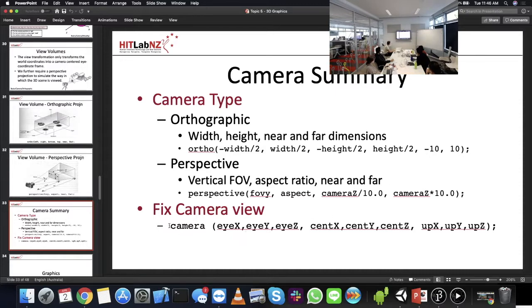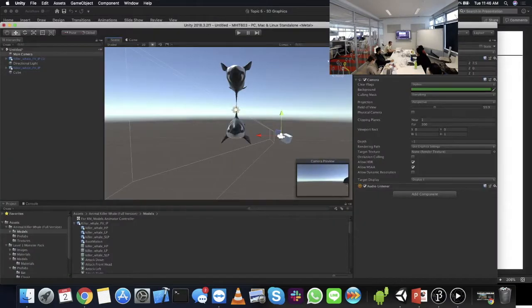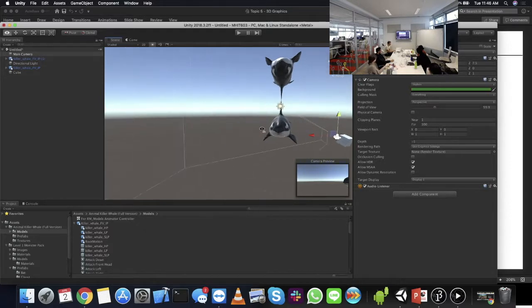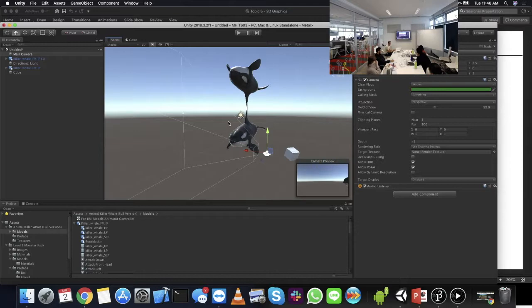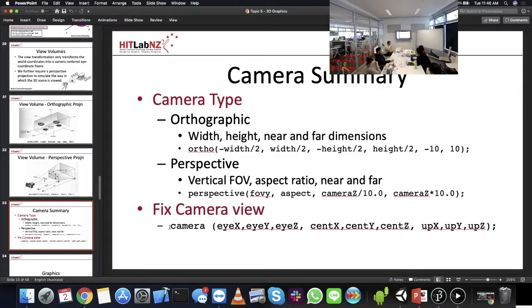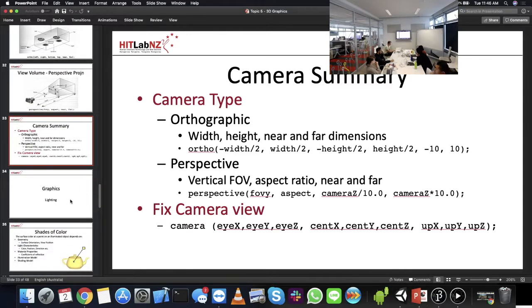And finally, once we've set up our camera to be a certain type, we can fix our camera view, so we can set its position. In Processing, we give it the X, Y, and Z position, the center of view, so what it's looking at, X, Y, and Z, and its up coordinates. In Unity, we can just move our camera around and point at stuff. When we get to the Unity scripting side, I will talk about how we can use the camera.LookAt function, which is effectively the same thing as that.